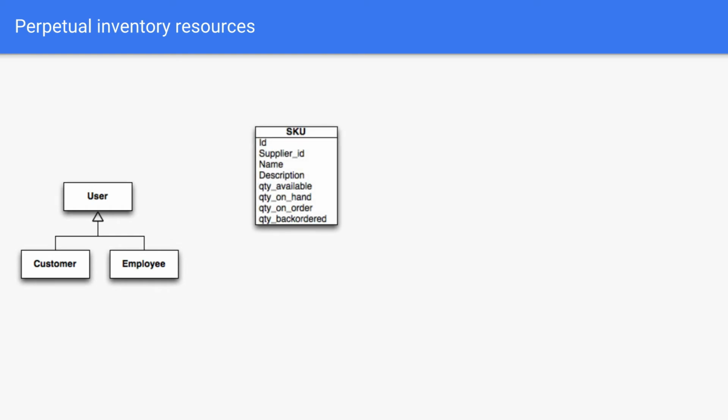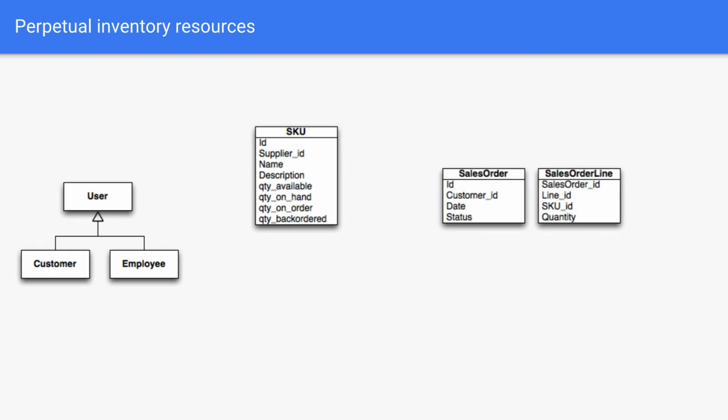So different things that we're going to need to track inside the system. We're going to have a SKU item, and these would be our current inventory levels. So we have an ID for that SKU. We have a supplier ID, so that's where we reorder this item from when we run out. We have a name and a description just so that we can display something to the user as well. And of course we have our inventory levels.